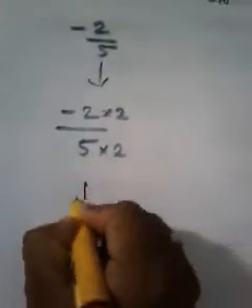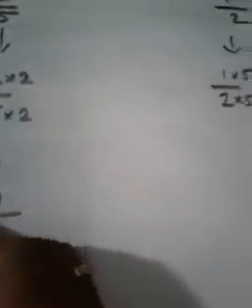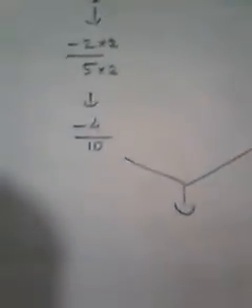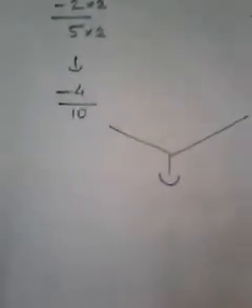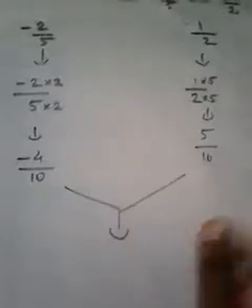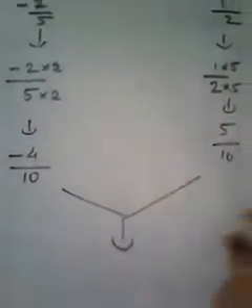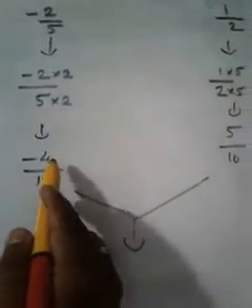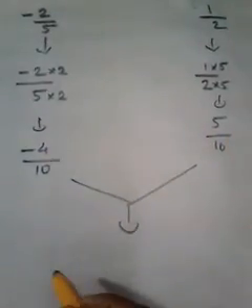So the rational numbers become minus 4 by 10 and 5 by 10. Isn't it? Minus 2 into 2 is minus 4 by 10 and 5 by 10. How many rational numbers are there between minus 4 by 10 and 5 by 10? So now both denominators are same. So what you can do is, since both denominators are the same, which are the numbers between minus 4 and 5?